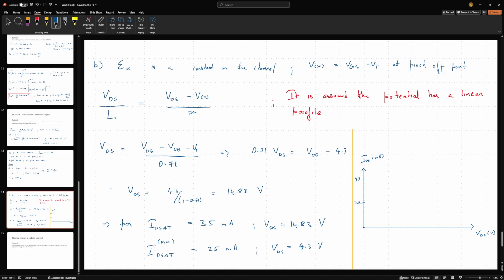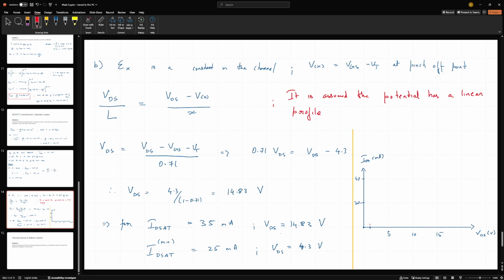Then VDS, I will have to make it significantly smaller. I need to go up to 15, so let me make it in steps of 5, 10, and 15 volts. So 2 steps here will be 1 volt, right? And at 1 volt, I know the current is very close to here. So let me make a small dot over here.